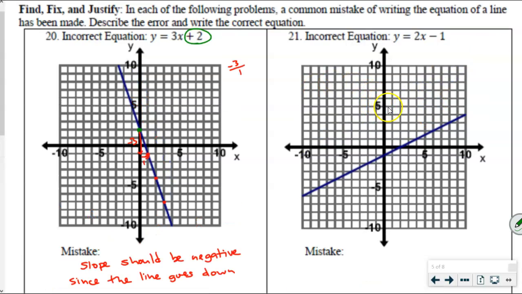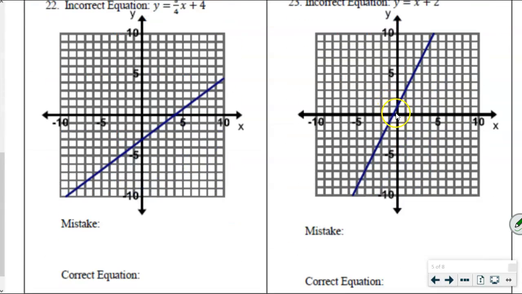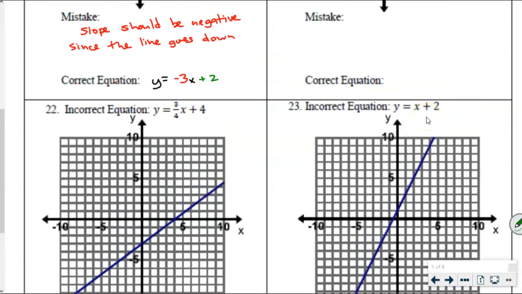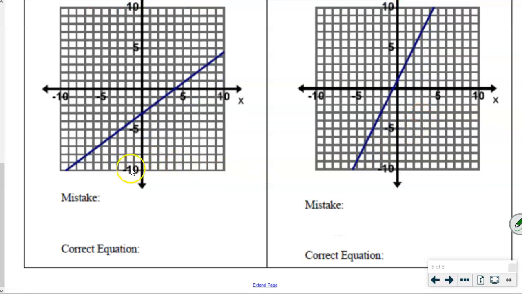Okay, I'm going to pause recording as students work on 21, 22, and 23. Again, the graphs are correct, the equations are what are incorrect. So find those mistakes, write down in words what that mistake is, and then write the equation correctly. We're going to pause recording as students work on this. Ready, set, go.